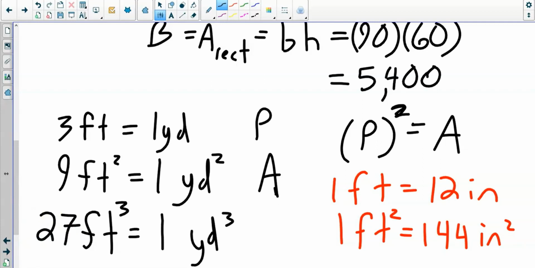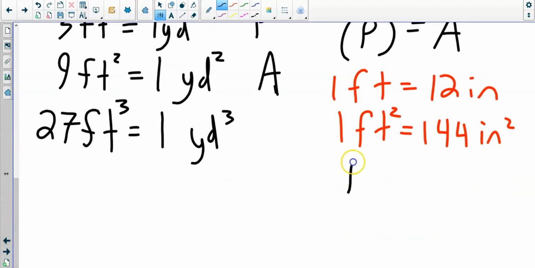Just like the area was about squaring because your labels are squared, if I know the perimeter relationship and I cube it, because volume is all about cubes, I get the volume relationship for those two measures. Because 3 times 3 times 3 is 27. 1 times 1 times 1 is 1.